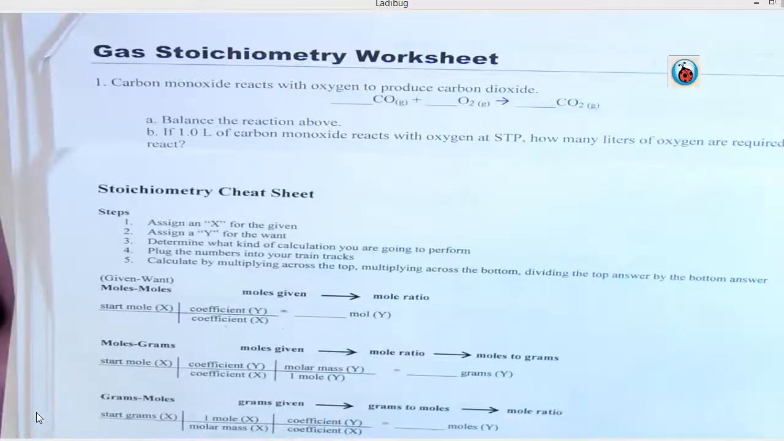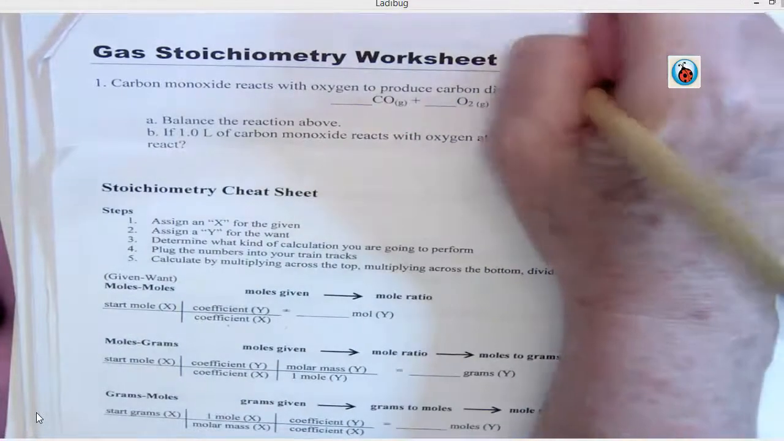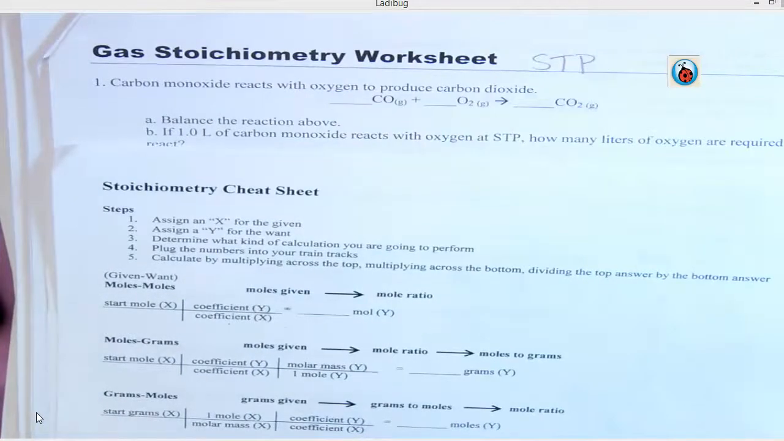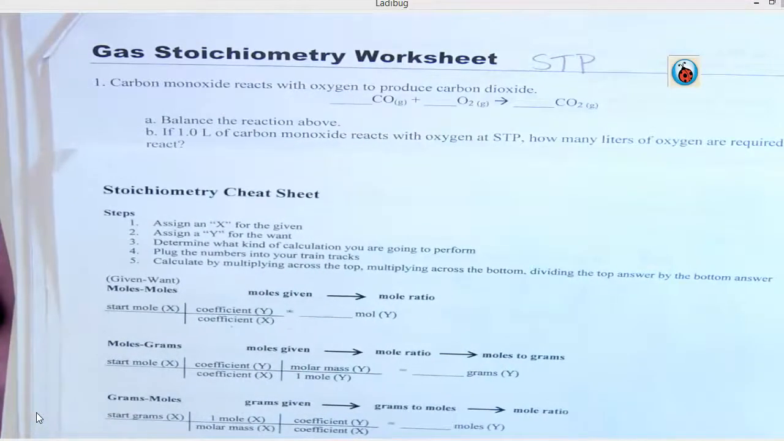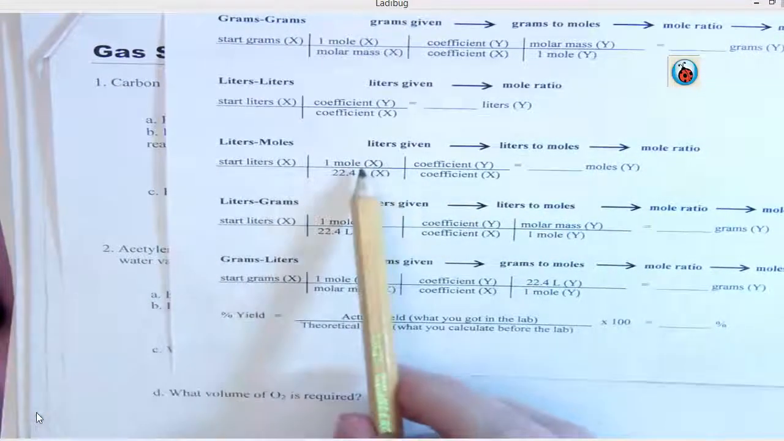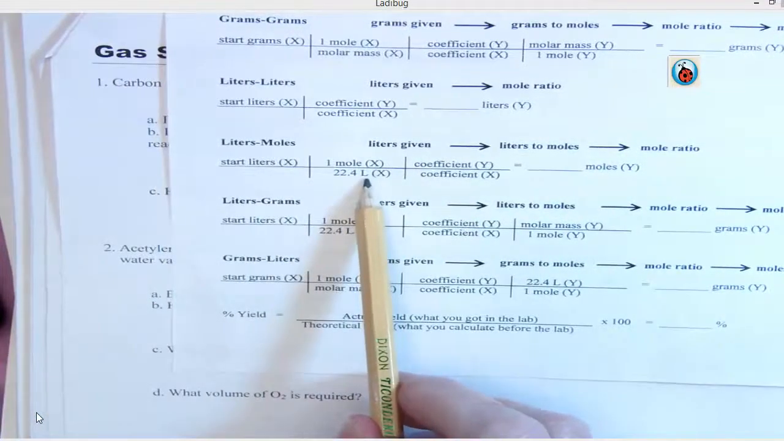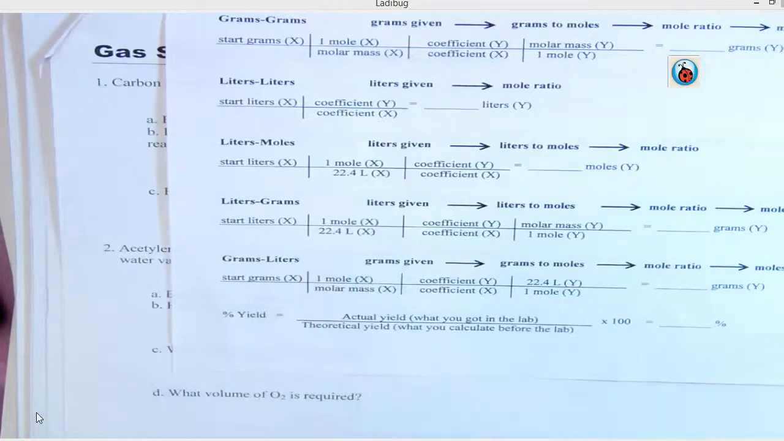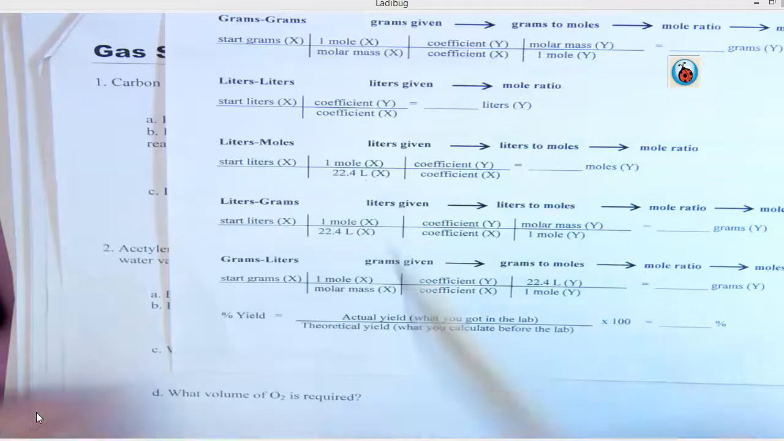Okay, so we're continuing on with stoichiometry. This time we're going to talk about gas stoichiometry, and these are all at what we call STP, standard temperature and pressure. So as long as it's all at STP, then we're going to use this conversion factor down here, which we learned when we learned about moles: 1 mole equals 22.4 liters at STP. If we changed temperature and pressure, then this would no longer be true.